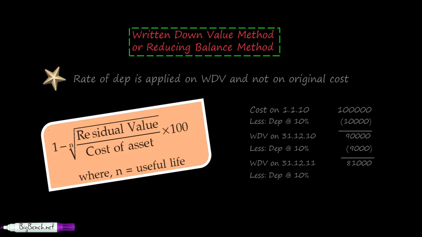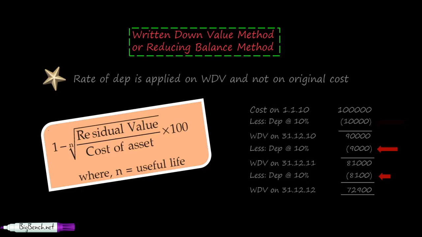Less depreciation for the third year at the rate of 10%. This time you will apply it on 81,000, not on the original cost, which comes to 8,100. 81,000 minus 8,100 comes to 72,900. This is the new WDV on 31st December 2012.